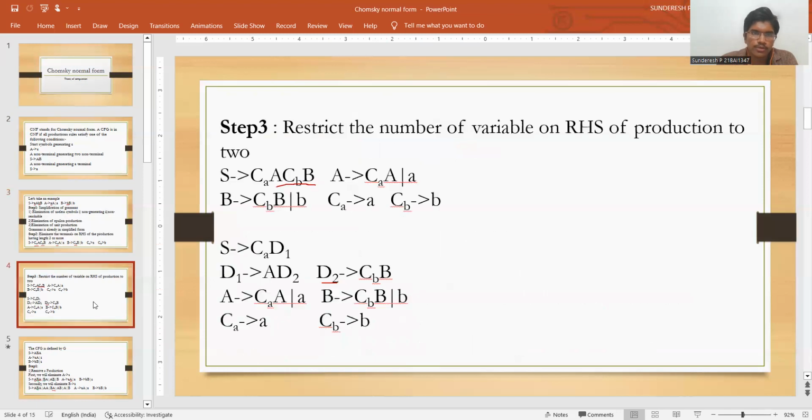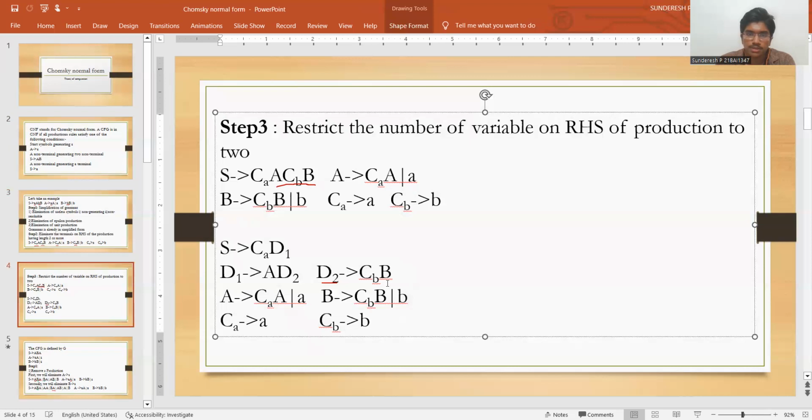And now we'll be moving to step 3. It will be restricting the number of variables in the RHS of the production to 2. As we can see, there are 4 variables here. We'll take the last 3 variables and consider them as D1. In D1 we have 3 variables. Now we take the last 2 variables and consider them as D2. So finally you will get the CNF format. So this is how we convert the CFG to CNF for this question.